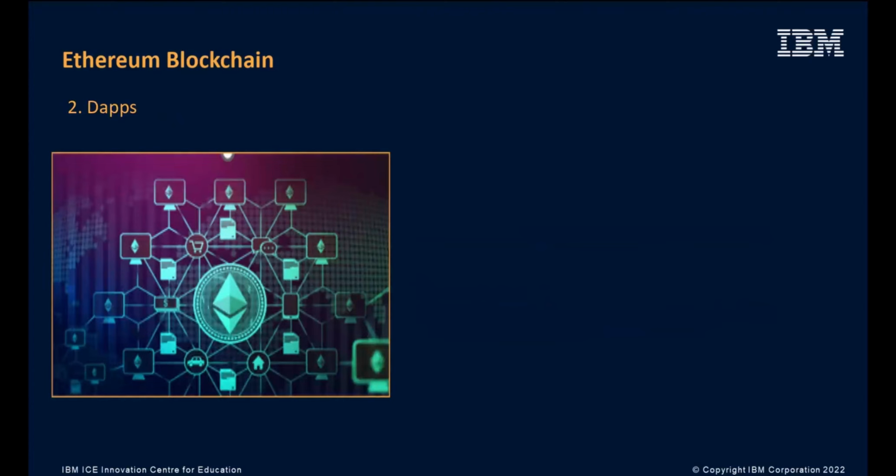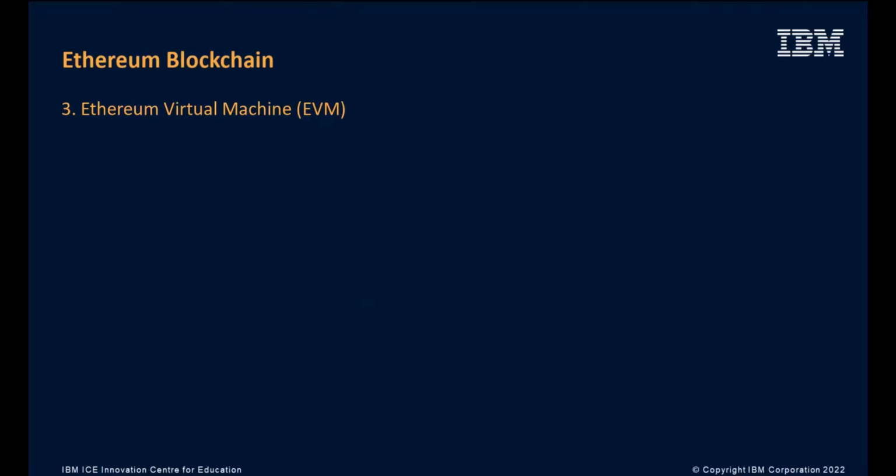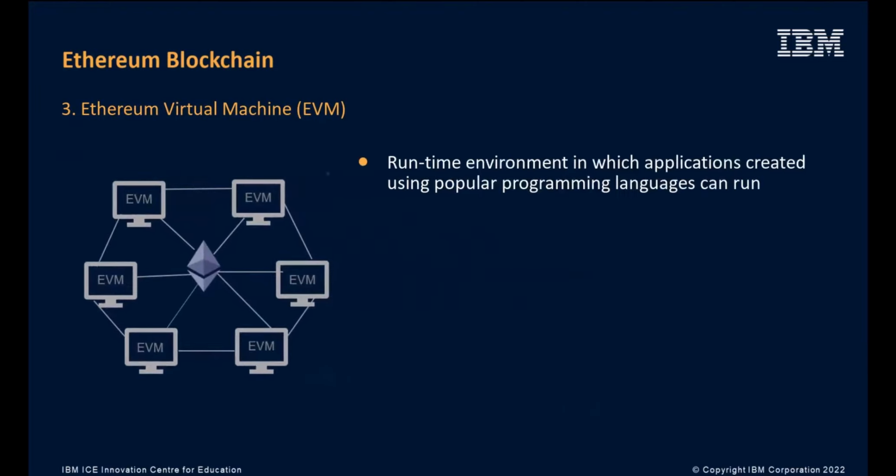2. dApps. Decentralized applications use the feature of smart contracts for several use cases in different industries. For example, land title and stock trading. The fact that more than half of the live dApps are based on Ethereum shows its popularity and suitability for dApps. 3. Ethereum Virtual Machine. This is a runtime environment in which applications created using popular programming languages can run. This feature makes it simpler for the developers because they do not have to use a language-dependent framework.